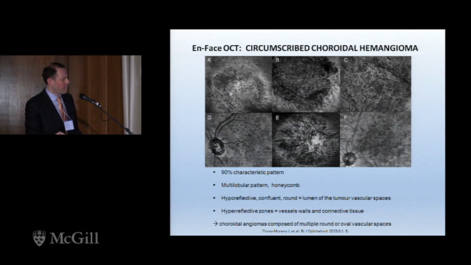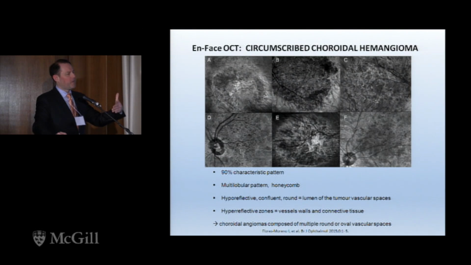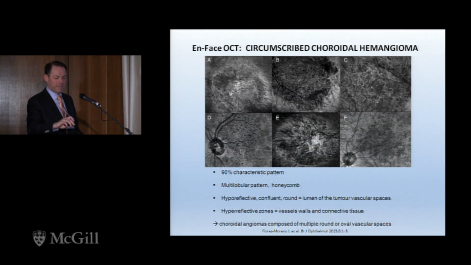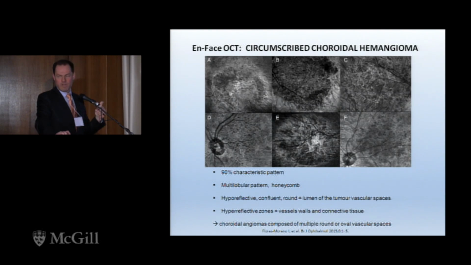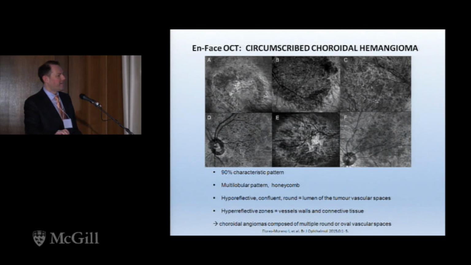And this is an interesting paper by Flores and Moreno. They looked at, I can't remember, about 15 of these images. They had independent observers look at this, trying to characterize what they saw on en-face imaging with these hemangiomas. And 90% of the time they found similar characteristics. They saw the multilobular pattern, the honeycomb pattern. It was hyporeflective, confluent areas, probably suggestive of the lumen. The walls would be hyperreflective. And they were pretty consistent across their assessment.